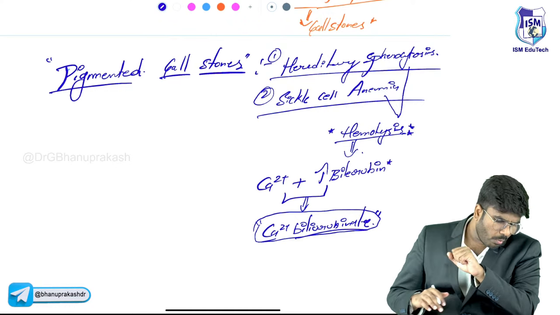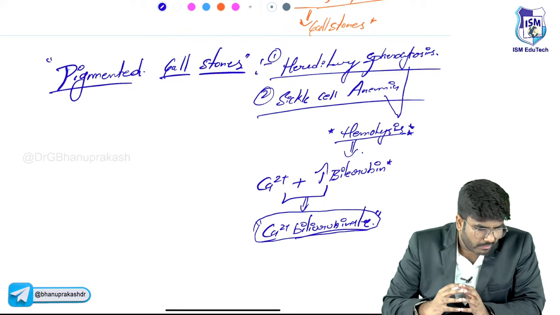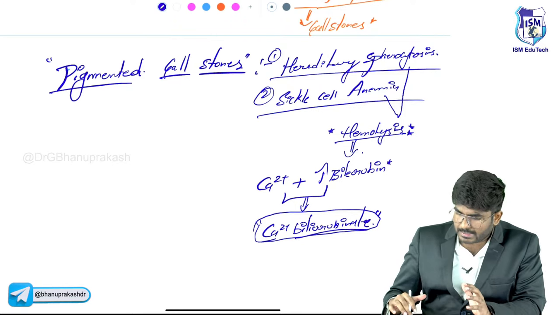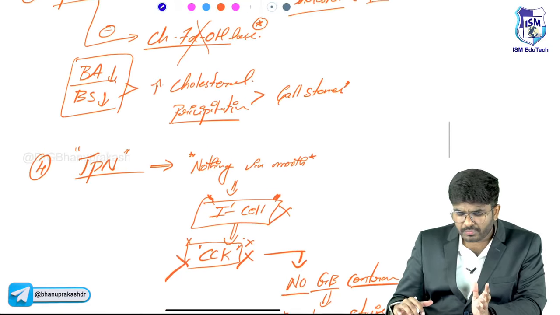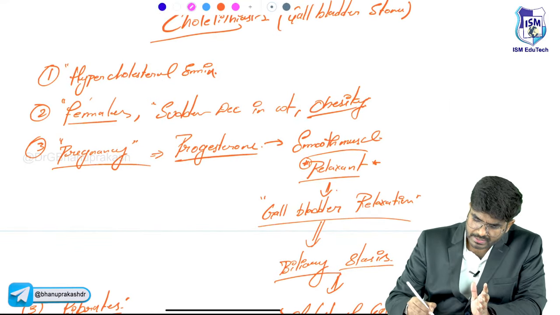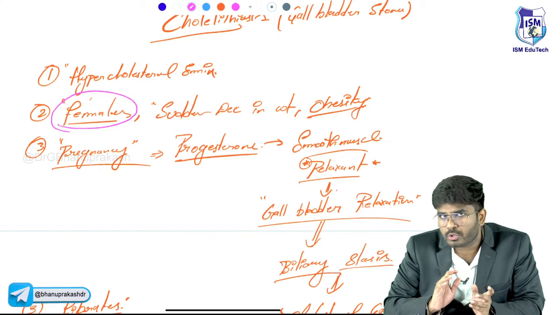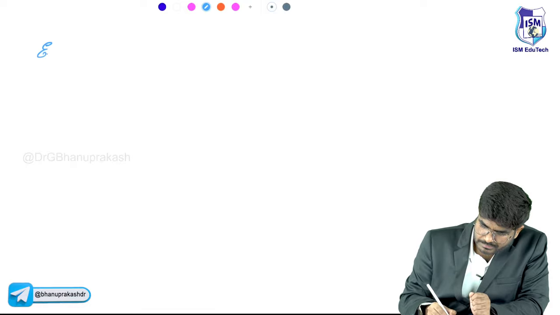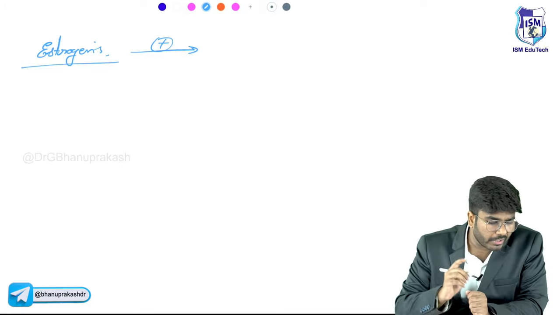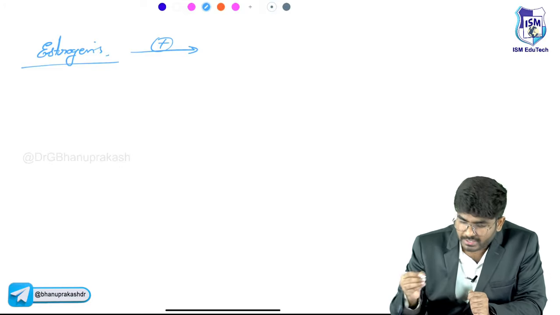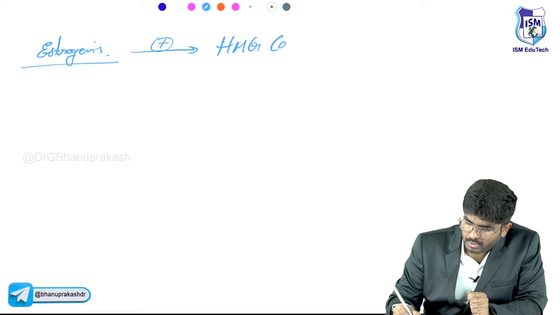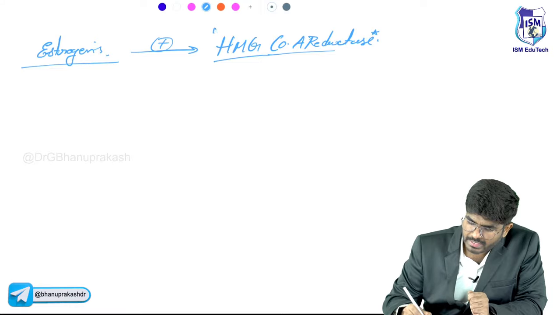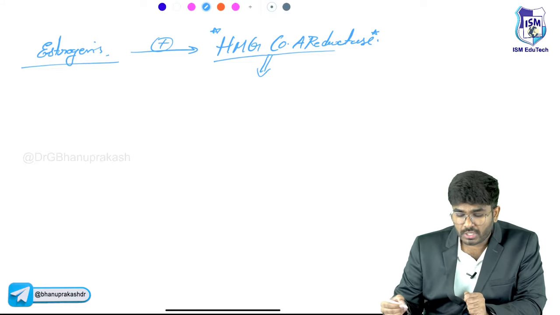What else do I want you to know for your exams? If you want to know why females are at risk of getting these cholesterol gallstones, why they most commonly get cholesterol gallstones, it is because in females, the hormone that is present is estrogen. Estrogen upregulates an enzyme called HMG-CoA reductase. This HMG-CoA reductase is getting activated, so it helps in cholesterol synthesis.